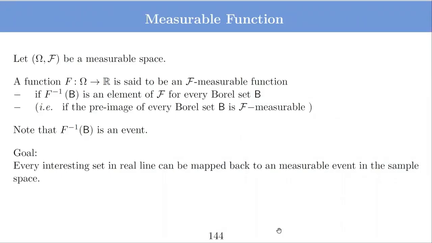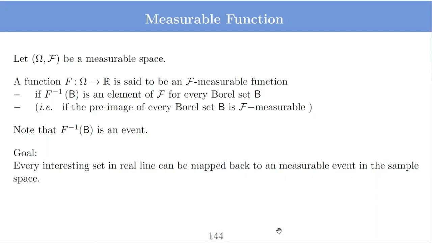What is a measurable function? If omega, F is a measurable space, meaning capital omega is a set and F is a sigma algebra on this, then we say a function f from omega to the real line is said to be an F measurable function if for every Borel set B, f inverse B is an element of F.